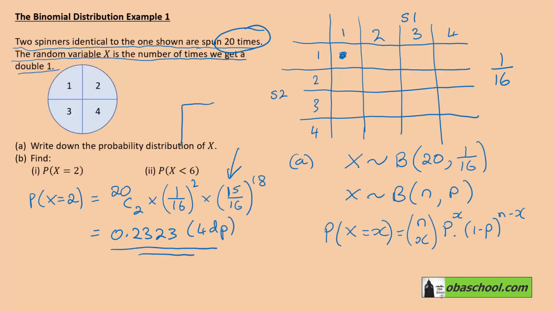Now, if we look at this one, x is less than 6, that's the same as having the probability of x is less than or equal to 5. And that's the probability x equals 0 plus the probability x equals 1, and so on, up to the probability that x equals 5. That's quite a bit of work to do. So usually there's a calculator shortcut for this type of thing.